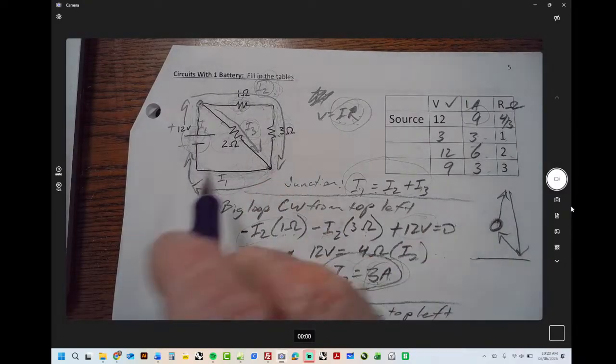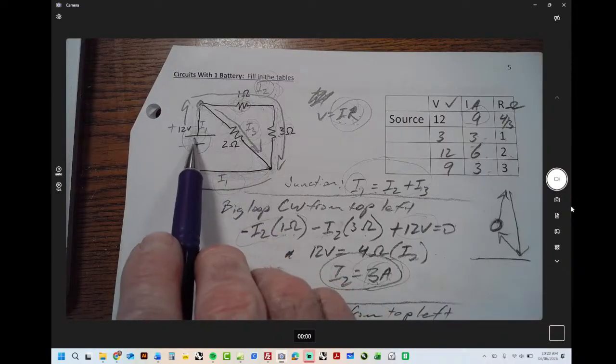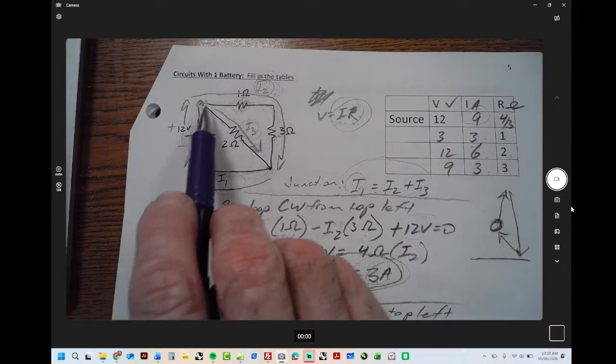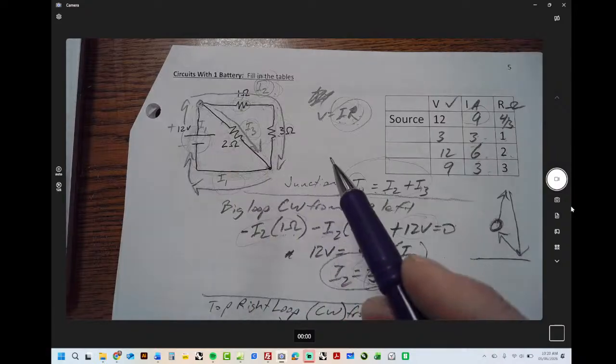So what we do in this is you first take a guess at what the current's going to do, which way the charges are going to flow.